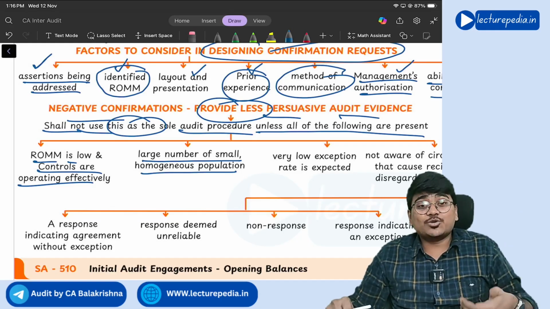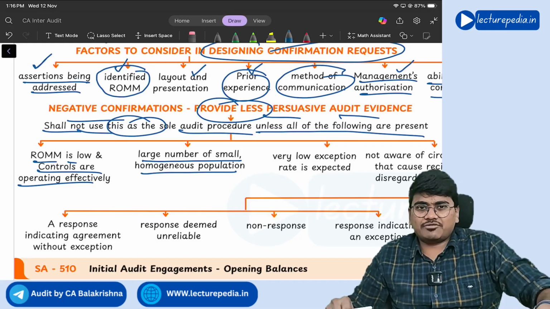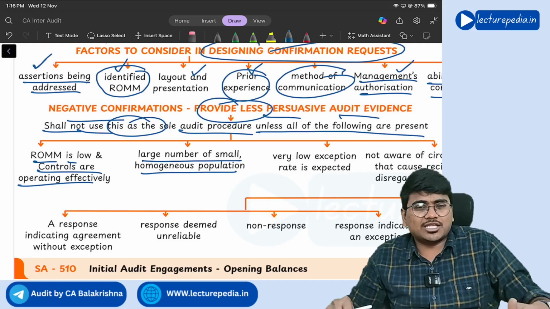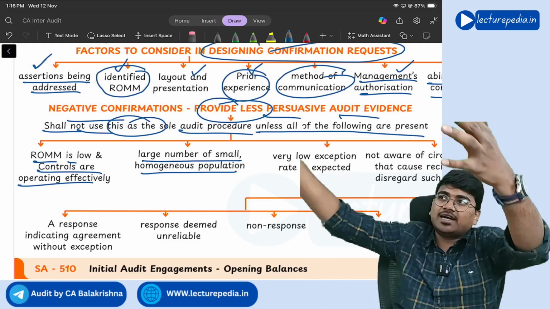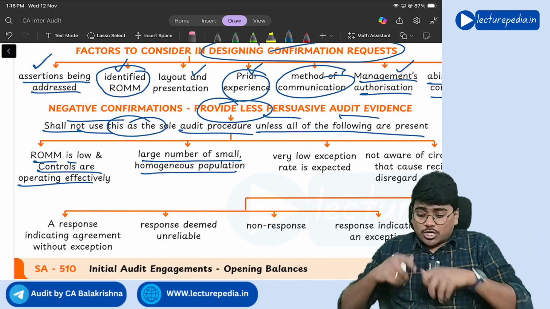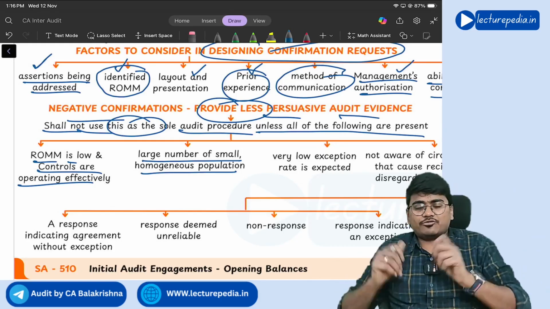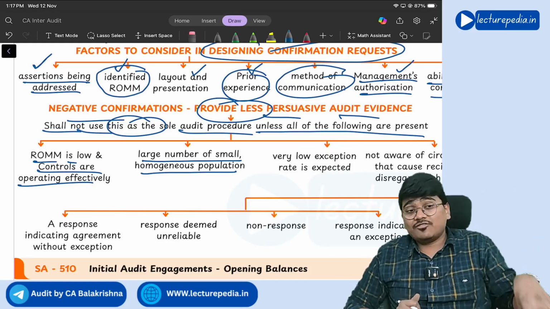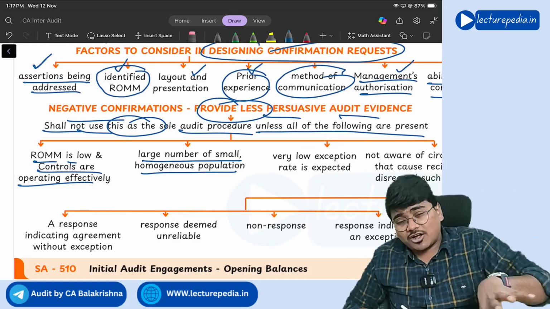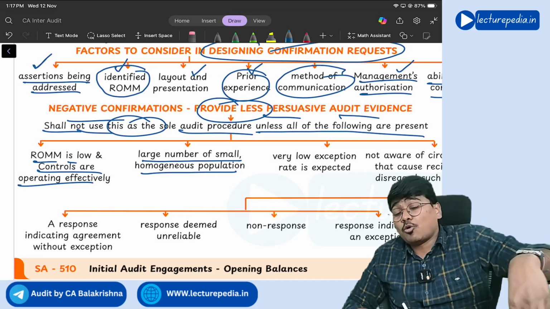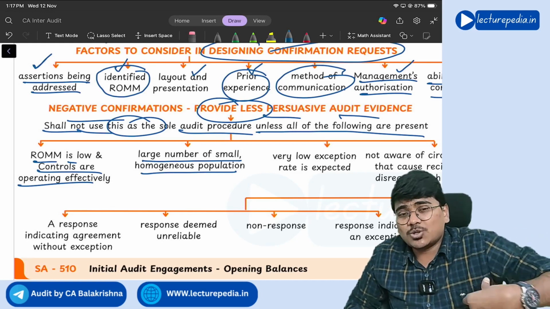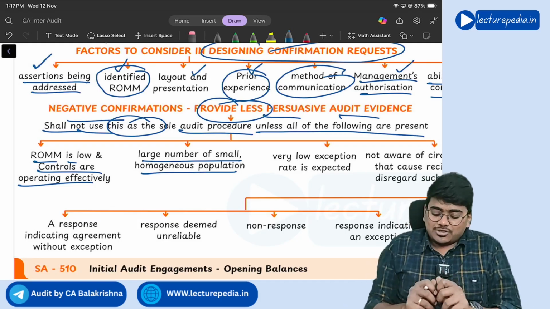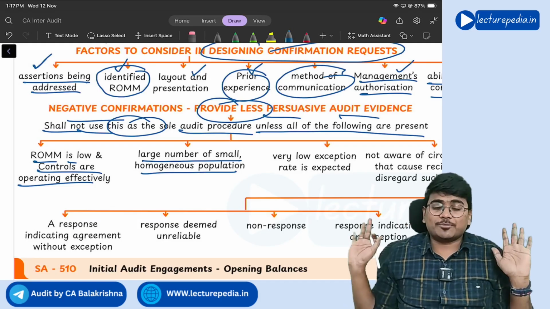In this situation you can use a negative confirmation request, because if you send a positive confirmation request to all the 10,000 small debtors, you will get a response from all of them. Now you have to open each response and check whether they have agreed or not, correct? If you use a negative confirmation request for all the 10,000 debtors, only those debtors who don't agree with the balance will respond. So it is sufficient if you just check the responses that you got. Understanding?